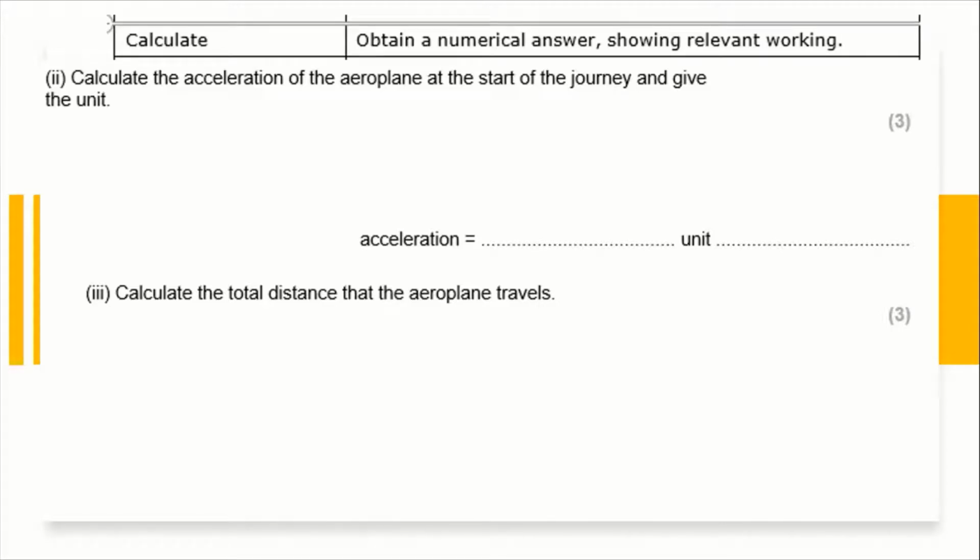Now we need to understand the meaning of calculate. The meaning of calculate is obtain a numerical answer showing relevant working. So sometimes we tend to miss the last part. We just obtain the numerical answer only. We tend to miss the last part, which is showing the relevant working. So according to Excel, your command word calculate means obtain a numerical answer showing the relevant working. So you got to show your working as well. That is important.